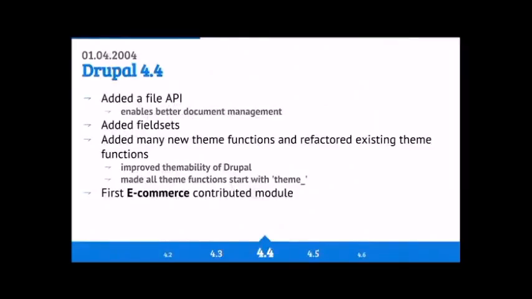And then Drupal 4.4 added the file API, so now you could finally start uploading documents as attachments. It added the fieldset as we know them today. And now we are starting to see better theme functions in Drupal. So now everything that's themeable is being outputted through theme functions, and this greatly improved themeability, where other modules could extend the output of other modules. It's still the same, the very same functions are used even today.